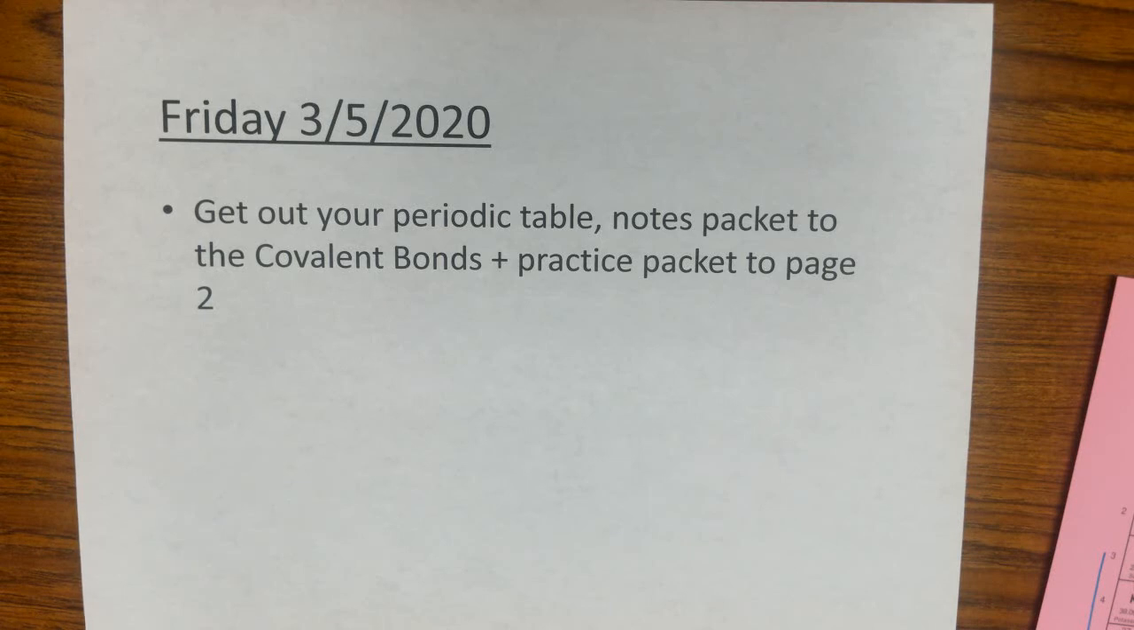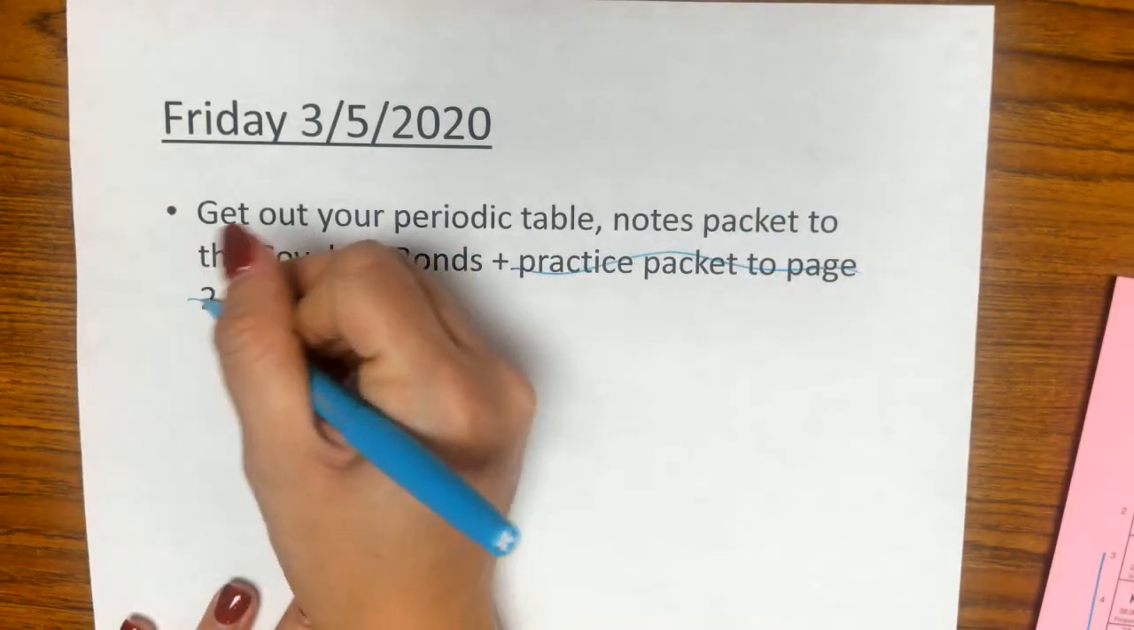So, periodic table, get out your notes packet to the covalent bond part, and then, actually you don't need your practice packet open to page 2. You're going to need it. We're going to draw examples, so you might want extra paper to put the examples on if there's not enough space in your notes packet, but you don't really need that out.